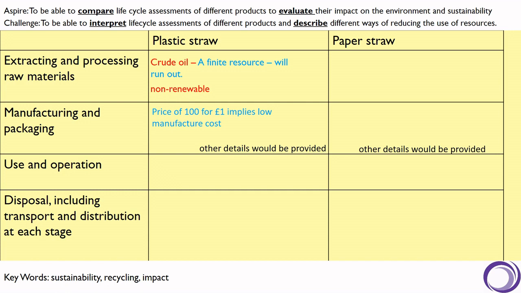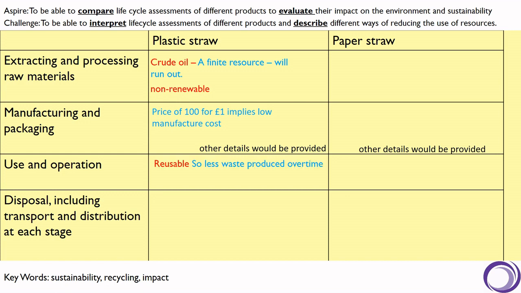For the plastic straw, you'd probably be given something about the price of them or possibly the energy used during manufacture. But I've just put on there that they typically have a price of 100 for a pound, which implies quite a low manufacture cost. Any other details you'd need would be provided, and that's quite typical for manufacture and packaging.